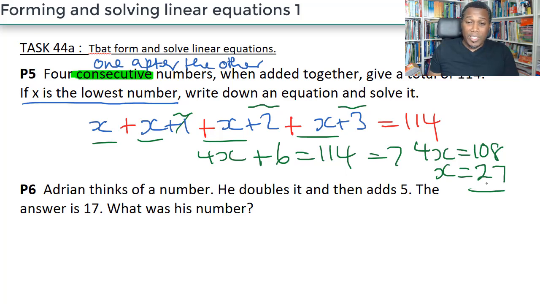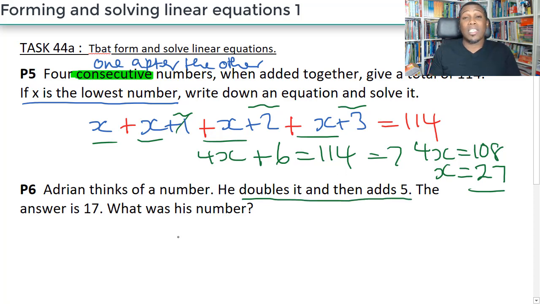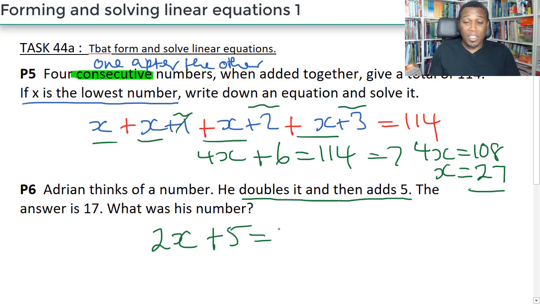Lovely. I'm going to do number 6 now. He thinks of a number, and then we're telling this story piece by piece. He doubles it, then adds 5. So if I start, let me say my number is x. Doubling it means multiplying by 2. So what I'm going to have is 2x. That's how we'll write multiply by 2 in algebra. Some number multiplied by 2. Then he adds 5. So 2x plus 5 has to give me 17. That's the equation you're looking for.